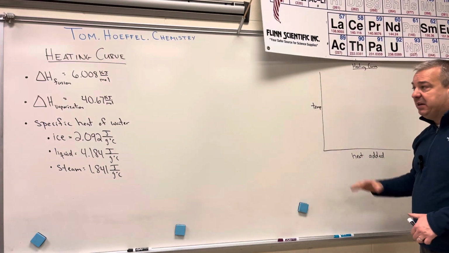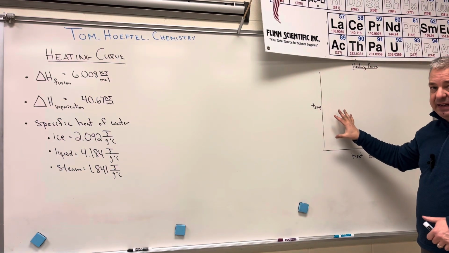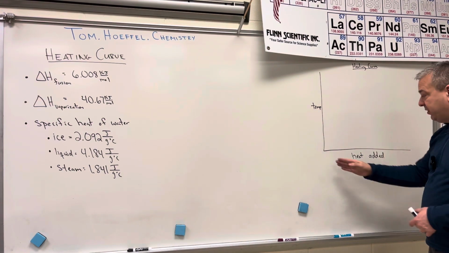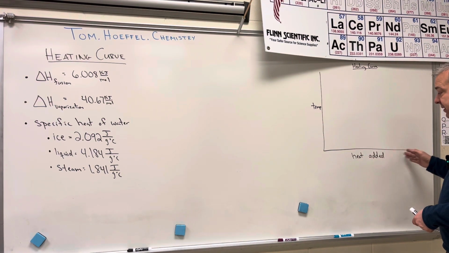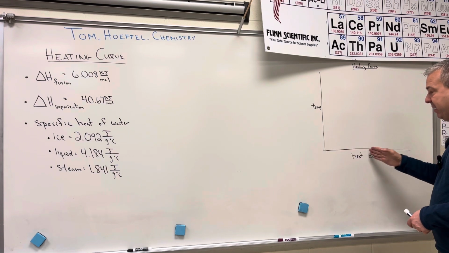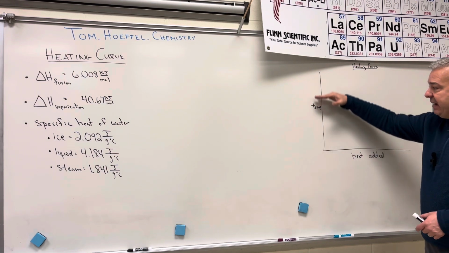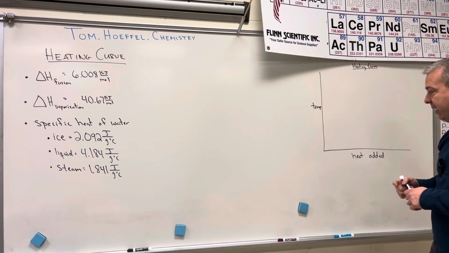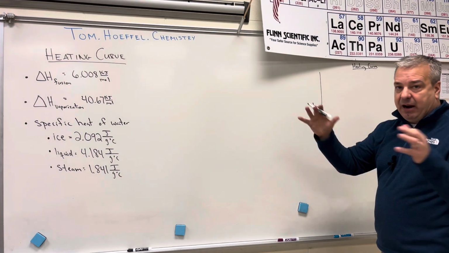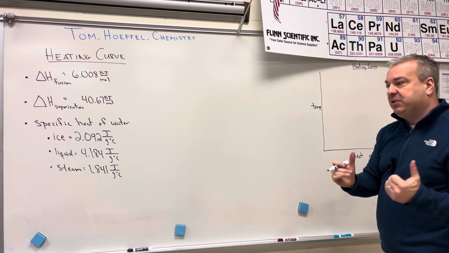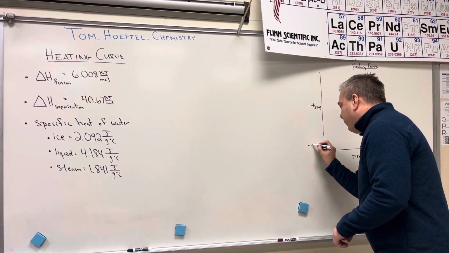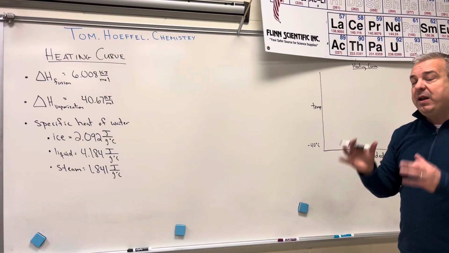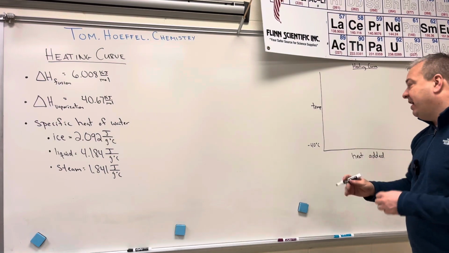We're going to first start off by talking about what exactly a heating curve is. Basically, a heating curve follows the temperature as we add heat. So the x-axis is going to be the amount of heat added, and the y-axis is going to be temperature. And we're doing the heating curve of water. We're going to start down here at a random negative temperature, let's say around negative 40 degrees Celsius. And at negative 40 degrees Celsius, we know that water is in the ice form.